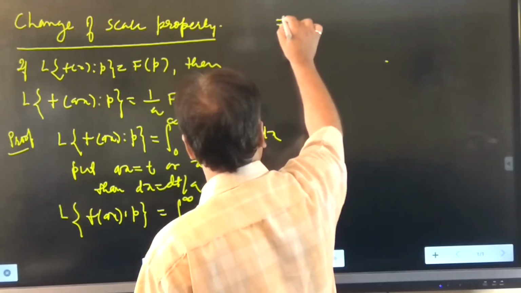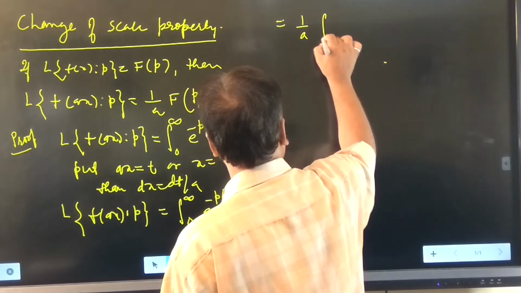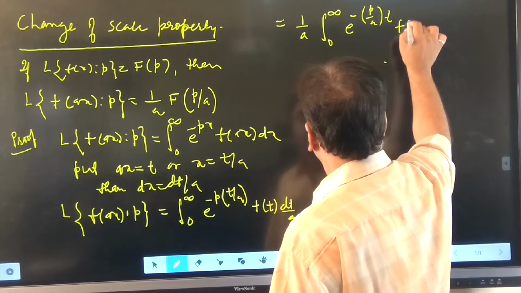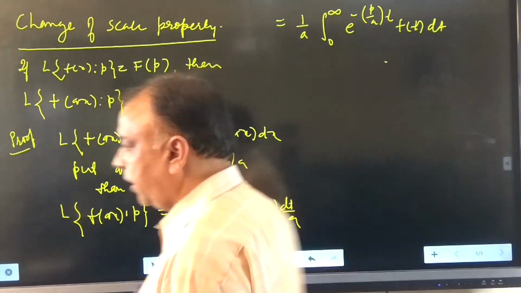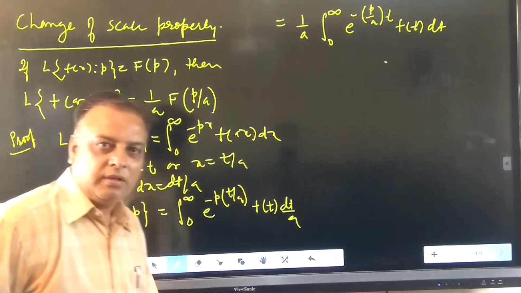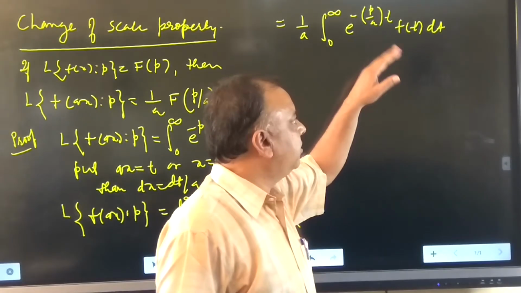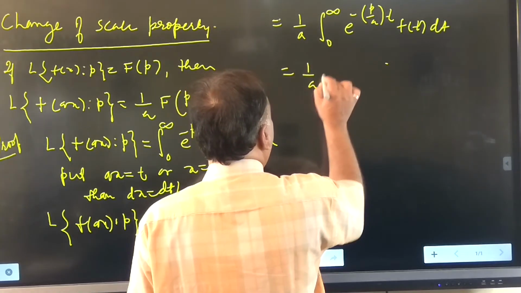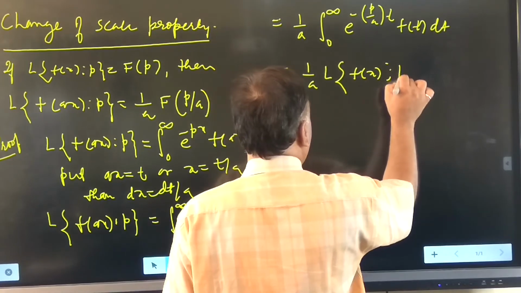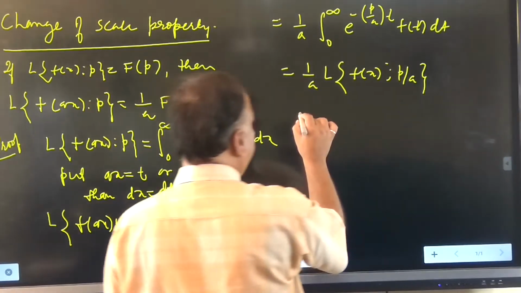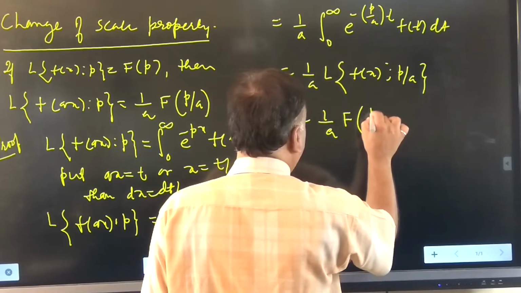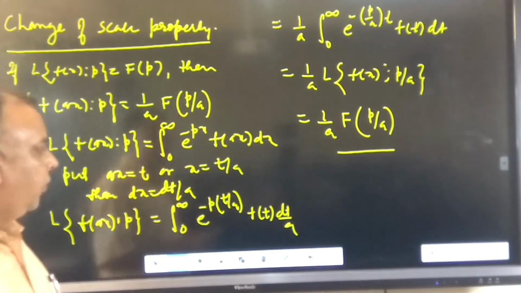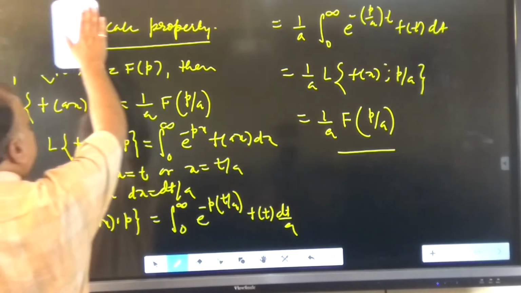or this is equal to 1 upon a integral from 0 to infinity of e raised to minus p upon a into t, f(t) dt. If we compare this with the definition of the Laplace transformation, we see that this integral is the Laplace transformation of the function f(t) or f(x) with respect to parameter p upon a. So we can write this as 1 upon a F(p upon a). This is known as the change of scale property. We can use these properties in solving various problems of the Laplace transformations.